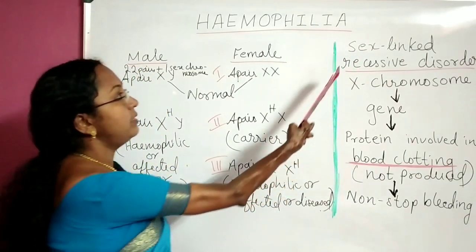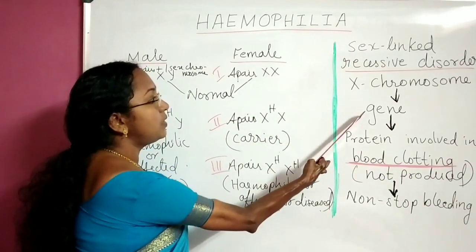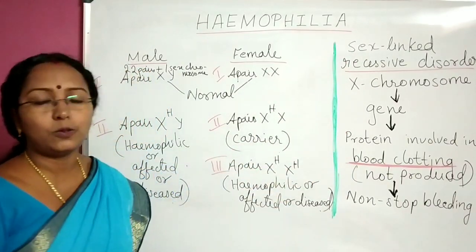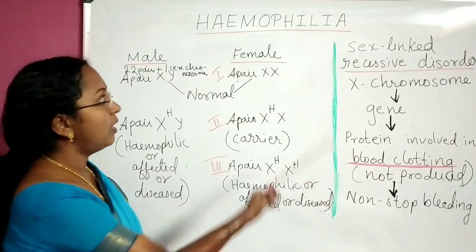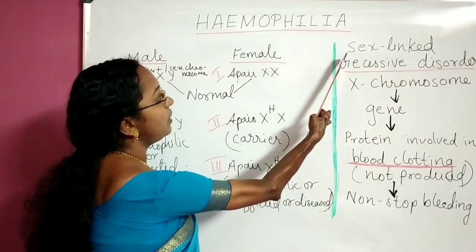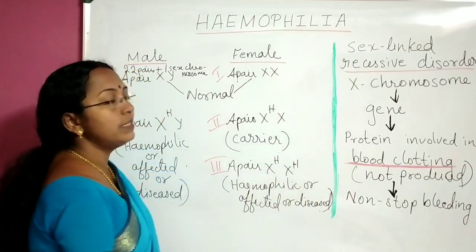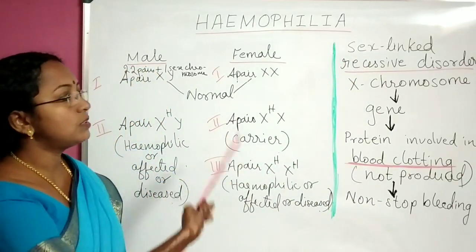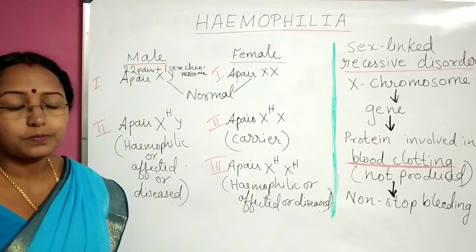Okay. And why is it sex-linked? Because this gene is present in the X chromosome. I think now this part is clear. Hemophilia is a sex-linked recessive disorder. Those terms are now clear to you.